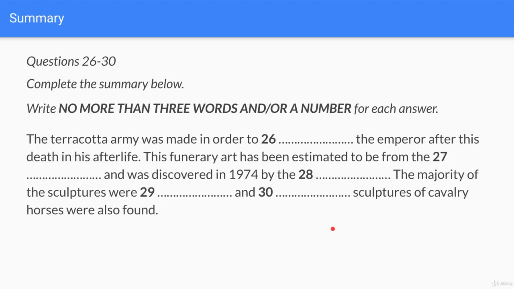Next, we have the summary question. Here, you're just going to have questions that are presented as a paragraph, and you have to complete the information in this paragraph, in this summary.